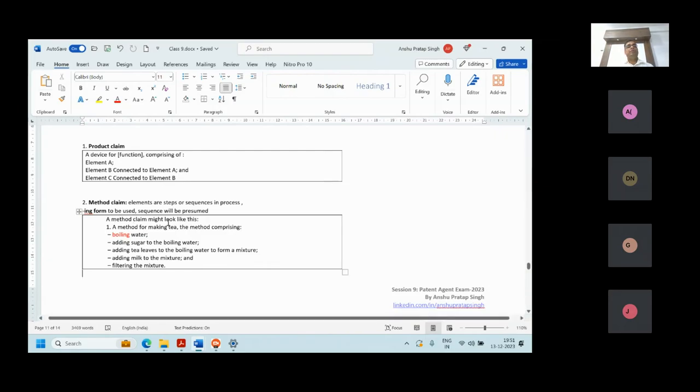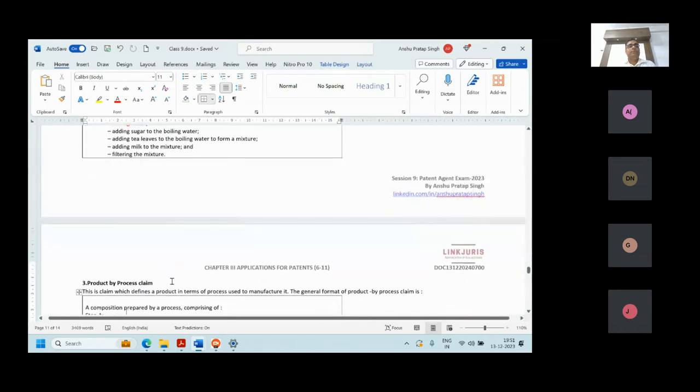There is a preamble. This is a preamble. Then I'm again referring to the method comprising. Okay. Then all this. Please remember these formats. This format will help you in drafting the claims.